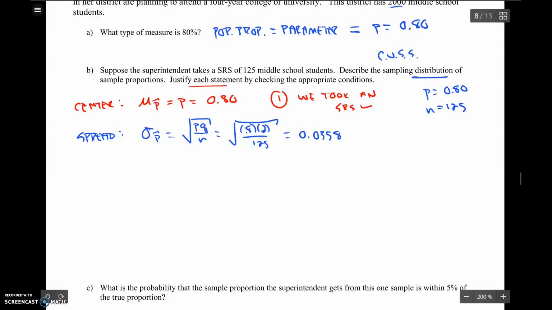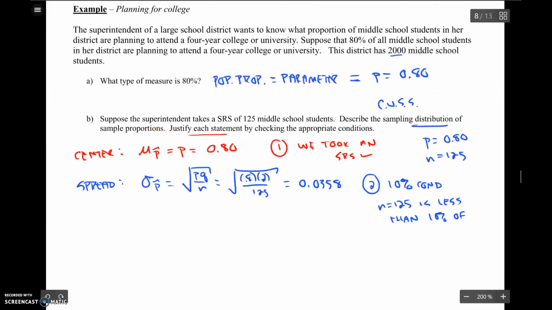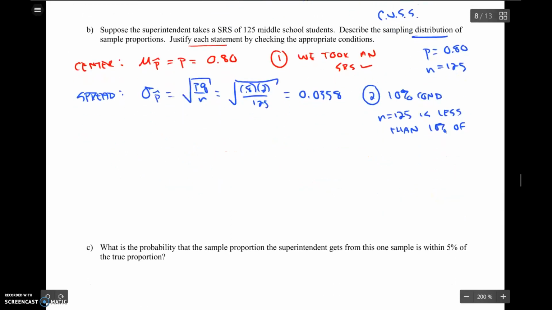0.0358. And the condition for that one, you need independence in order to use this formula. That is the 10% condition. So to check it, we simply need to say our sample size, 125, is less than 10% of the population size. The population size was 2,000. And that's true. 10% of 2,000 is 200, so we're good.